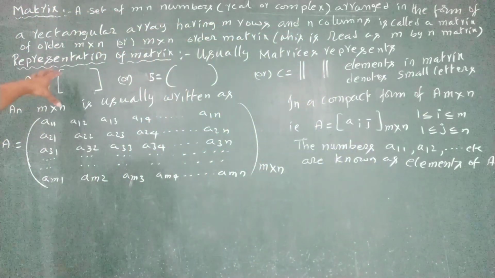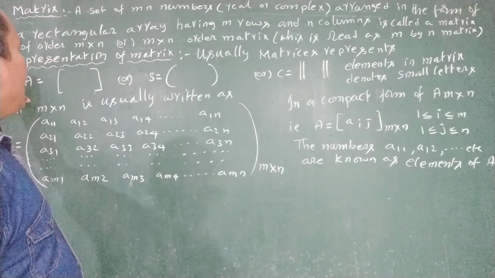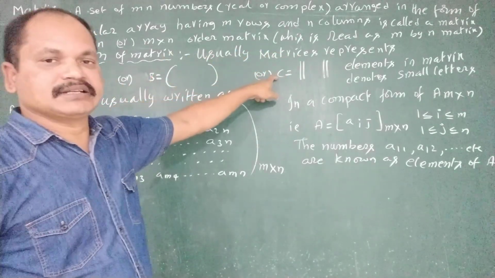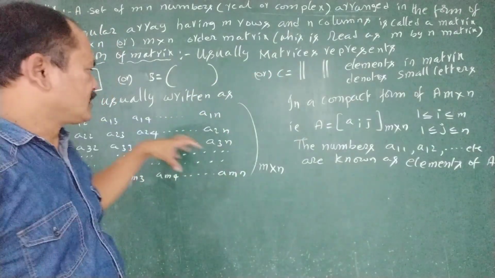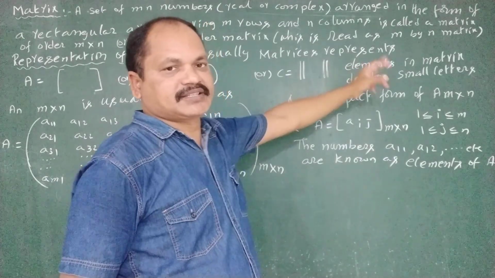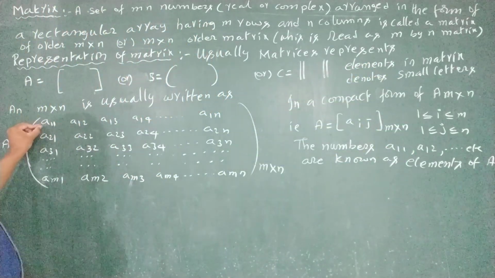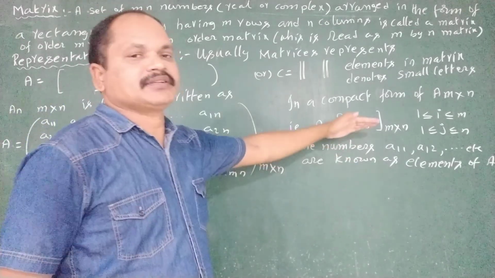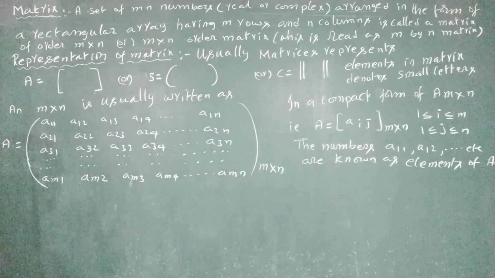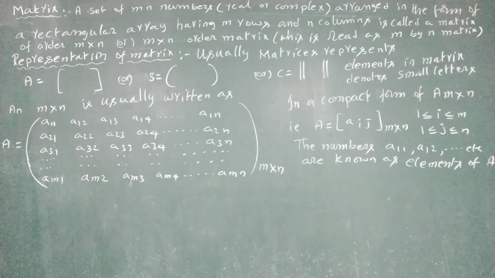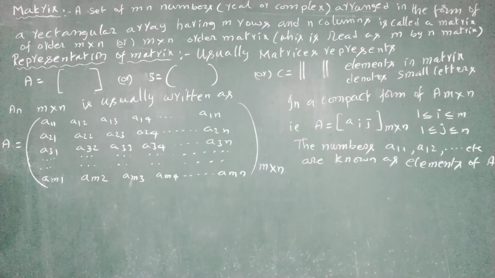Usually matrices are represented by capital letters and elements in the matrix are represented by small letters. That's why small a11, a12 represent elements of the matrix, known as elements of the matrix A. Are you clear?